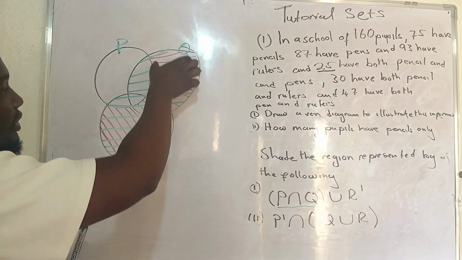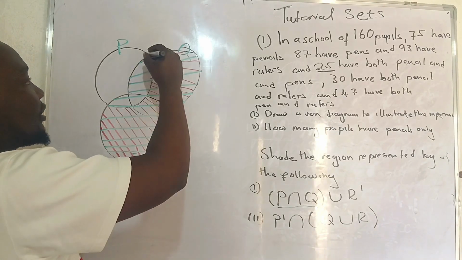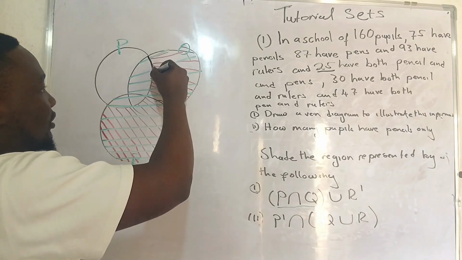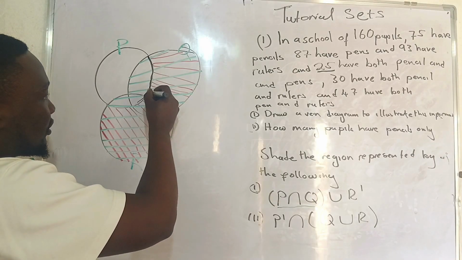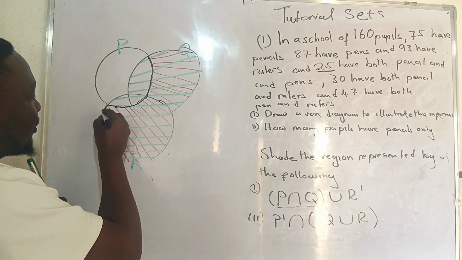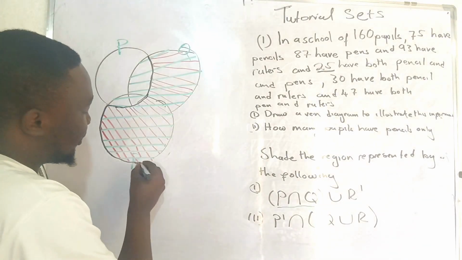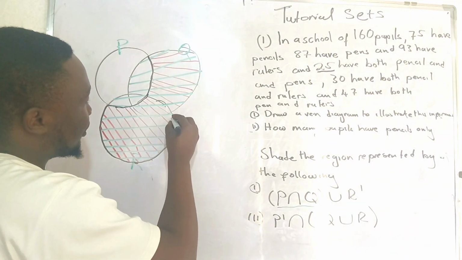So you can see that our answer is this region. This is the region that we want, the one which is checkered.